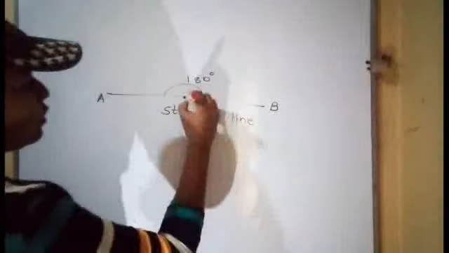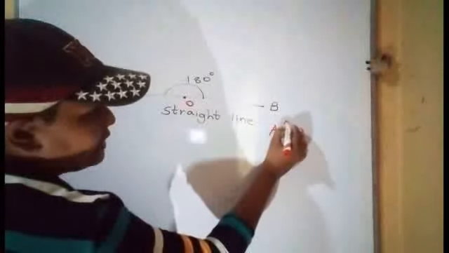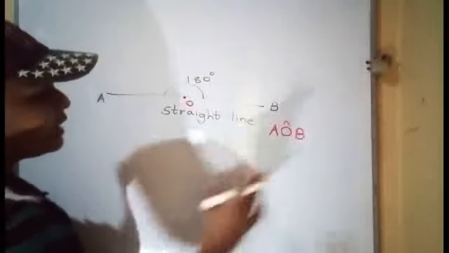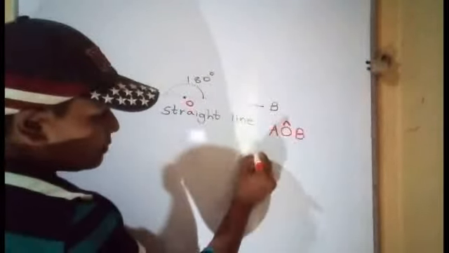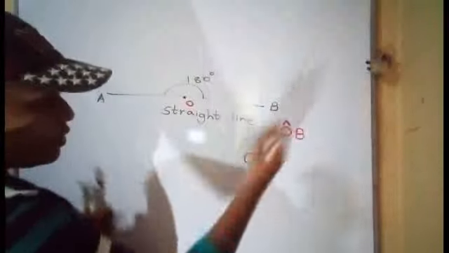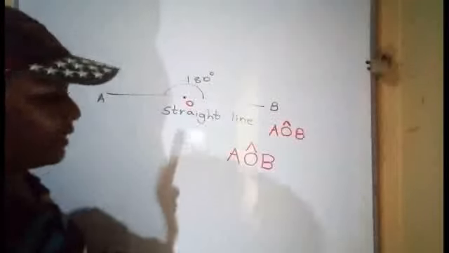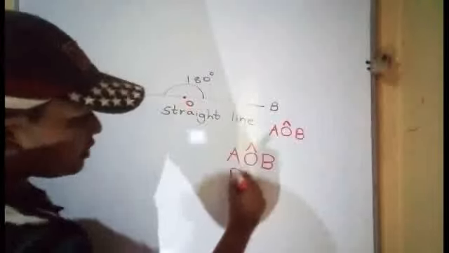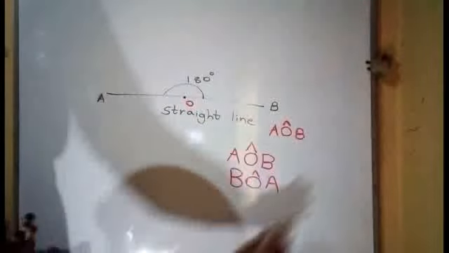This point we call O, so this whole angle we call AOB. You learned in grade 8 that we add an angle sign that belongs to the vertex point. The vertex point comes in the middle, and the other two points come on the left hand and right hand side, and we keep this angle sign. You can also write BOA, no problem. You can write it in the opposite order, but you must keep the vertex O in the middle of any angle.